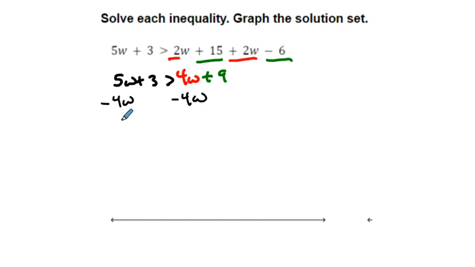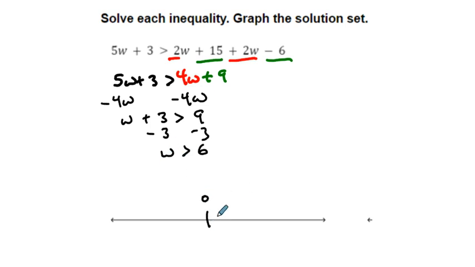All right, and that's going to give me 1w. So w plus 3 is greater than or equal to 9. And now I want to get the variable by itself. We subtract 3 from both sides. Okay, and then you get w is greater than or equal to 6. I don't have a final division step because my coefficient's already 1. So I'm kind of in good shape.